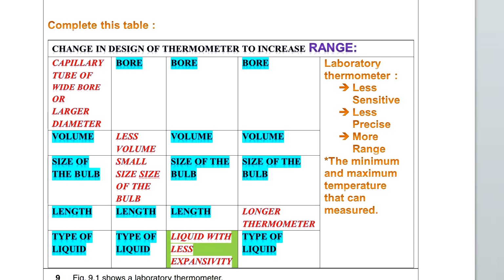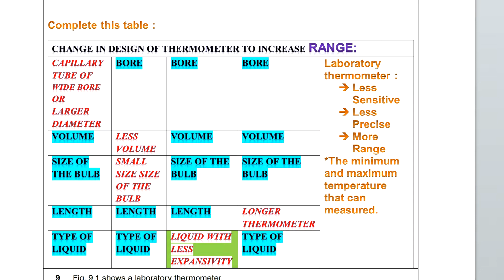Now students, if you see on the right side, the laboratory thermometer we use in the lab is less sensitive because it is having greater range, so the digits are marked closer to each other. In the same way it is less precise as well, but it is having more range because it's a longer thermometer.